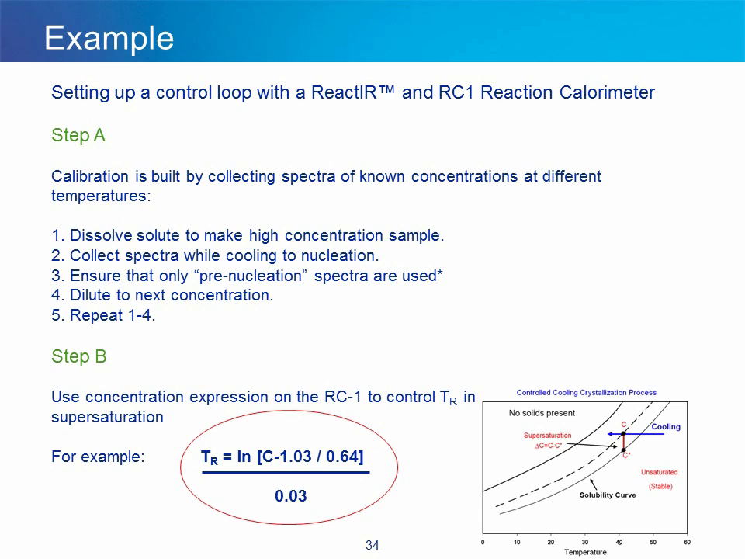In step B, we use the expression circled in red with the RC1 to control the degree of supersaturation.